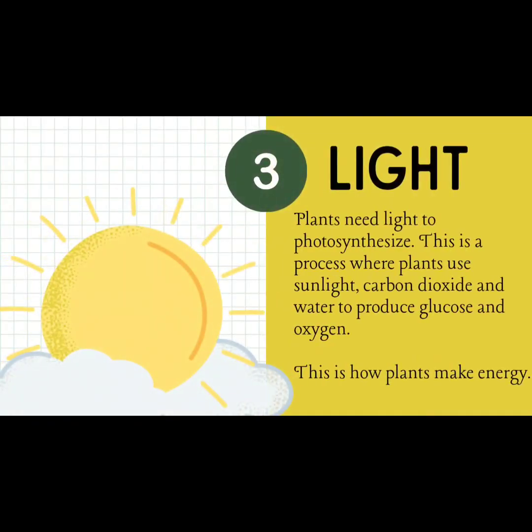Light. Plants need light to photosynthesize. This is a process where plants use sunlight, carbon dioxide and water to produce glucose and oxygen. This is how plants make energy.